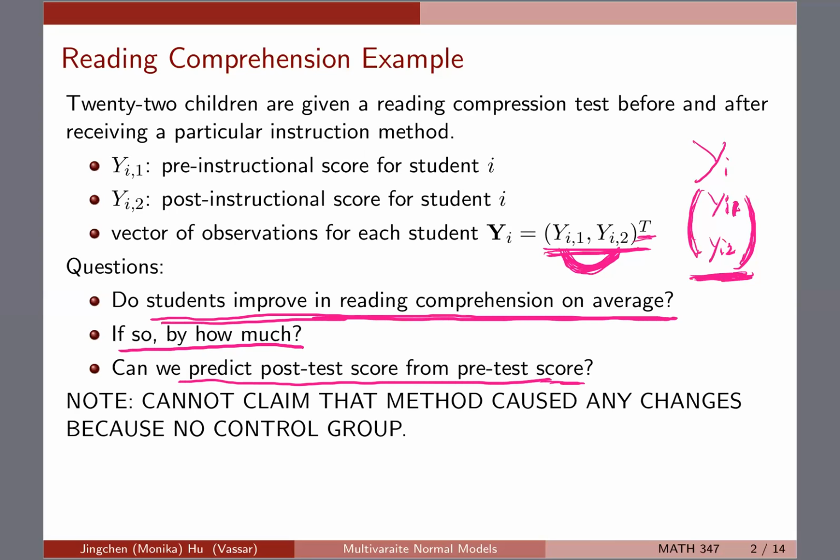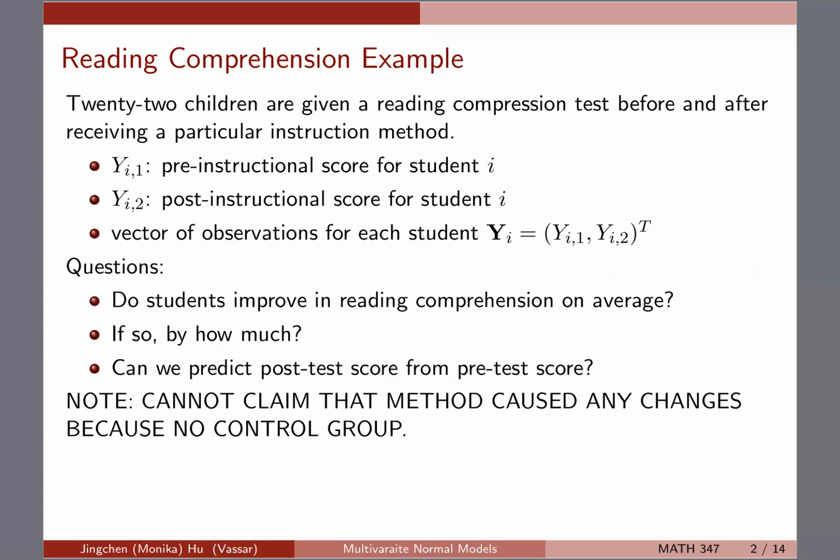Here, I just want to emphasize at the beginning that you cannot claim that the method caused any changes, okay? Because this is not causality. You're only showing whether things change between before and after, but you cannot say that it's because of this particular instruction method that people are improving or not. I guess all of you have heard that correlation does not imply causation. So this is just a highlight and heads up.